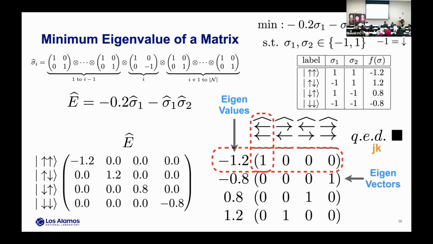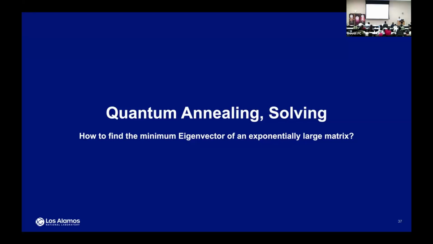Correct. Yeah. So that's what we need to answer. How do we find the eigenvector that corresponds to the minimum eigenvalue of the matrix E hat? That's what comes next. Is the encoding part clear? Cool. Okay. So quantum annealing, that's the setup of the problem.